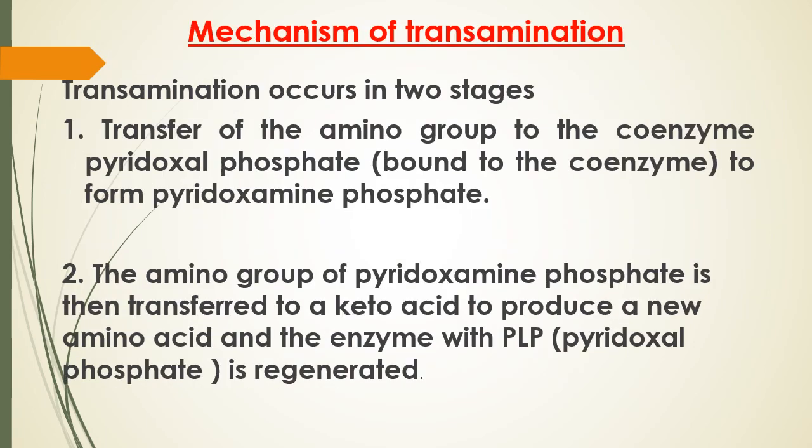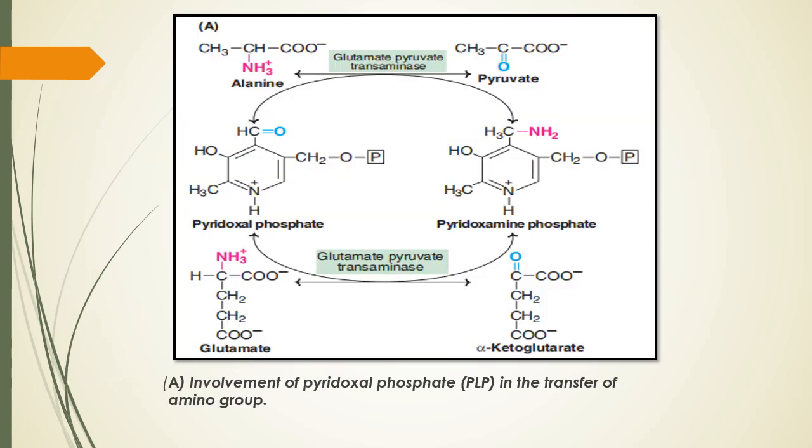Mechanism of transamination. Transamination occurs in two stages: transfer of the amino group to the coenzyme pyridoxal phosphate to form pyridoxamine phosphate. The amino group of pyridoxamine phosphate is then transferred to a keto acid to produce a new amino acid, and the enzyme with pyridoxal phosphate is regenerated. The above figure represents the involvement of pyridoxal phosphate in the transfer of amino group.